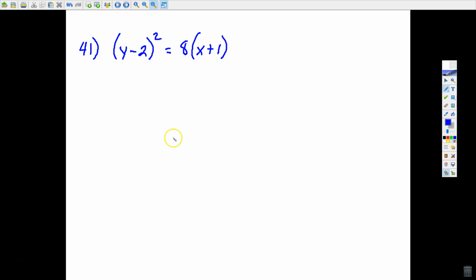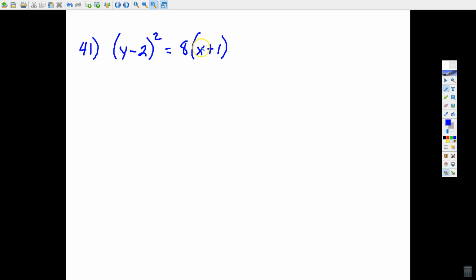Okay, let's try another one. Is the vertex going to be at the origin for number 41? No. So let's do our normal routine. Our first step here is if I don't have a variable solved for, let's solve for the lower degree variable. Is that going to be x or y? It's going to be x, right? Because if I did square this binomial, I would get y squared. Here I would have x to the first.